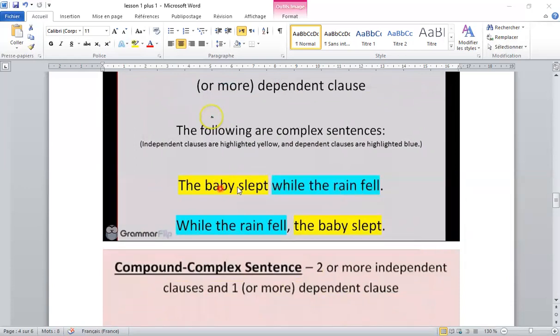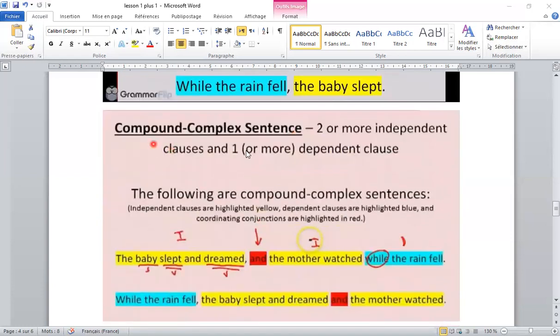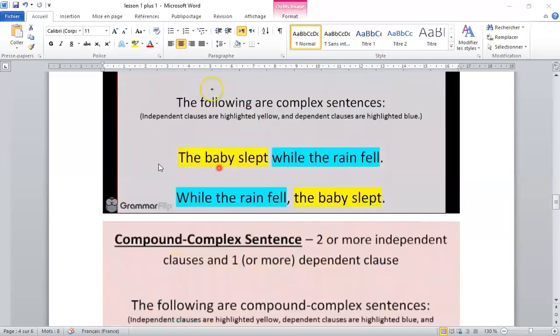Why? Because the baby slept gives sense on its own. It is independent. It is main. While the rain fell, it's not independent. It is dependent. It is not a main clause. It is a subordinate clause. It means it gives no meaning on its own. That's why we call the baby slept while the rain fell a complex sentence. Now, compound complex, which means we will have two independent, two yellow color sentences, plus connective, plus two dependent sentences. Have you got the point?